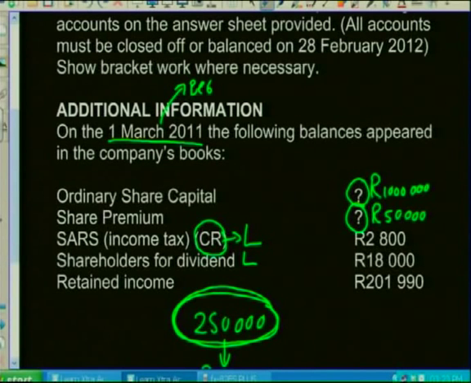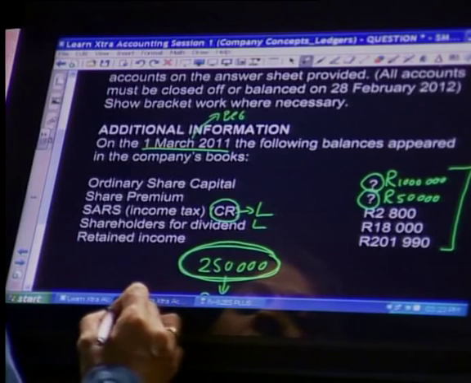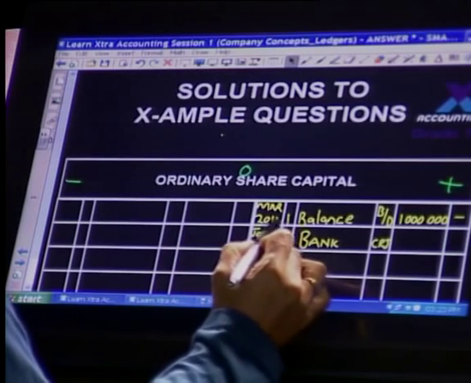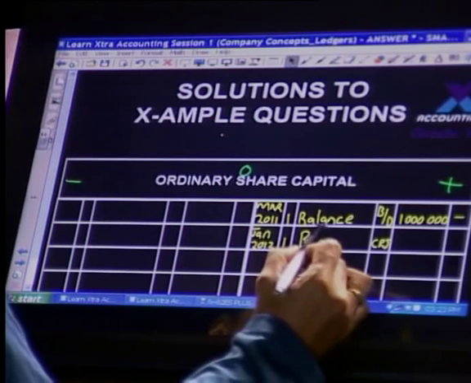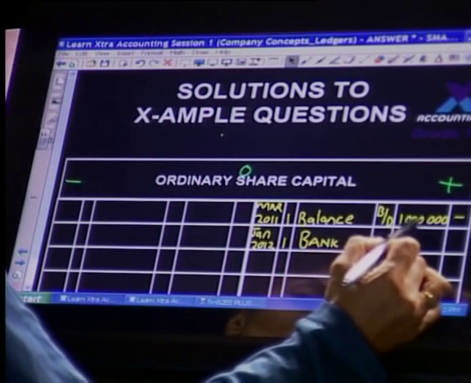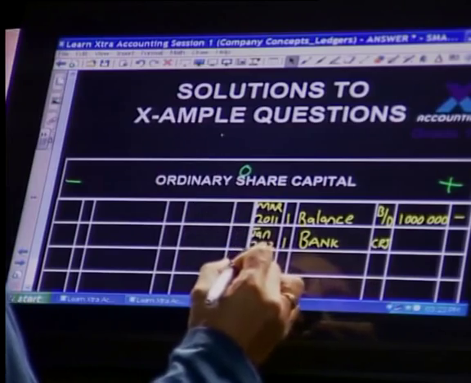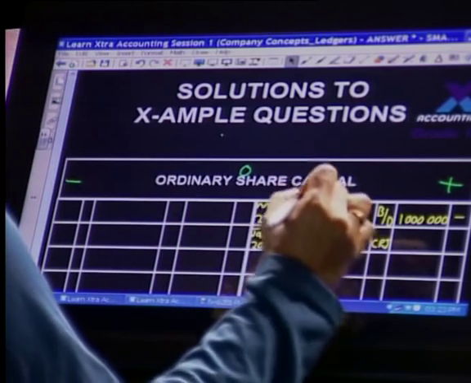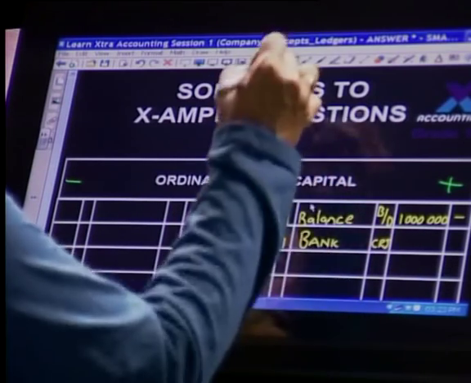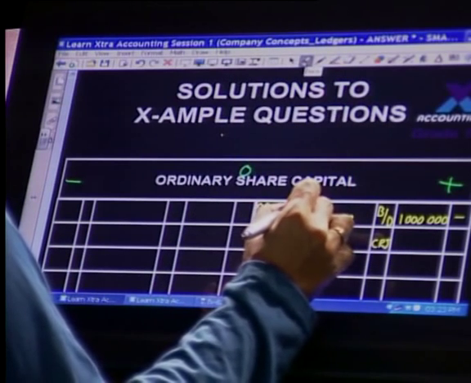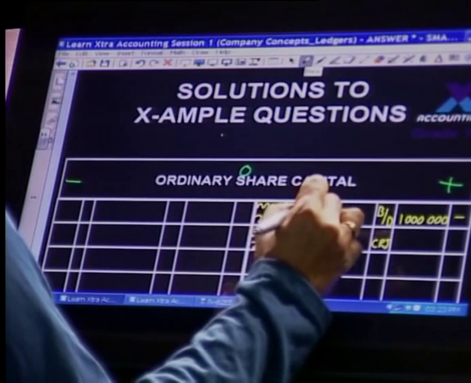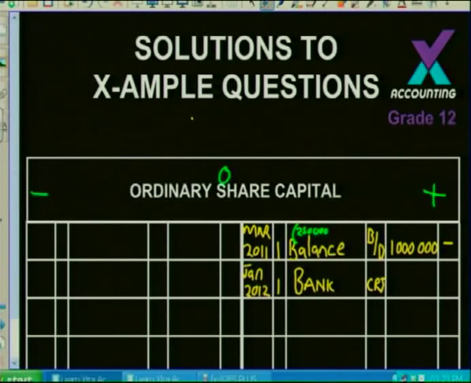Right, now that we have all these amounts, let's bring down these opening balances. Ordinary share capital, 1 million Rand. So if we go to your ledger account, on the 1st of March 2011, balance brought down 1 million Rand. And remember, the question said show workings. So above the word balance, because they give you quite a bit of space in terms of the individual lines, we took 250,000 shares, times that by 4 Rand, and that is how we got our million Rand.